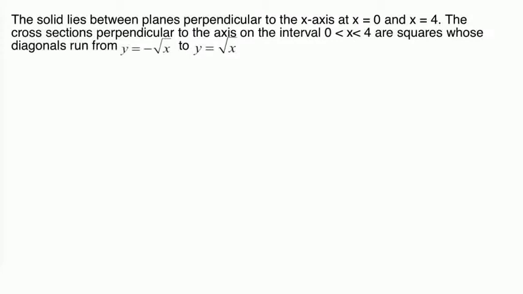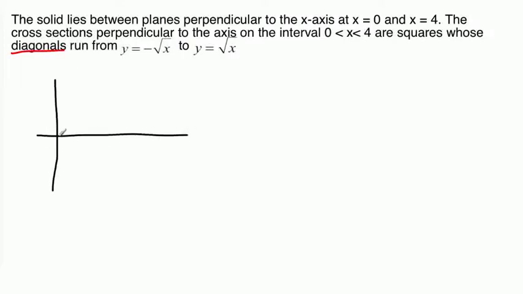All right. A solid lies between the planes that are perpendicular to the x-axis at x equals 0 and x equals 4, and whose cross sections perpendicular to the x-axis on the interval from 0 to 4 are squares whose diagonals run from y equals negative square root of x to y equals square root of x.